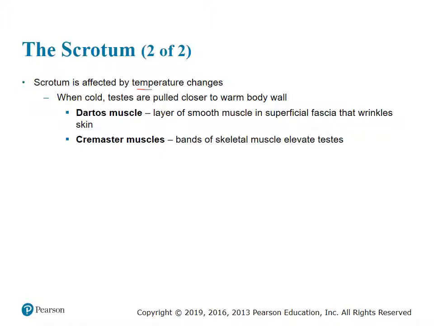So talking about temperature changes and how the scrotum can function with that, we've got two sets of muscles here. They call it the dartos muscle, okay, and the cremaster muscle, okay.